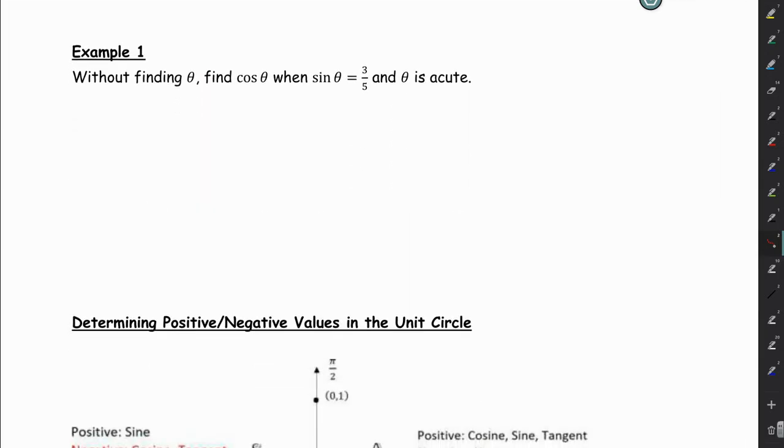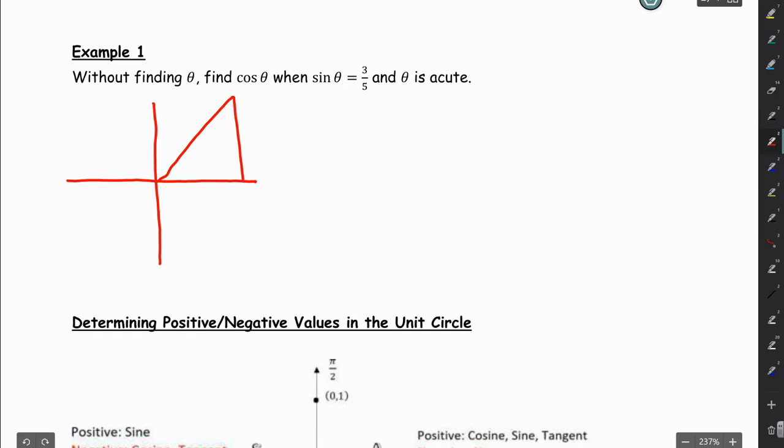So it says, without finding theta, find the cosine of theta when the sine of theta is 3/5 and theta is acute. Acute is a geometry word, meaning that it's less than 90 degrees. So we know that this angle is going to occur in the first quadrant. So let's draw our triangle. And we're saying that the sine of theta is equal to 3/5.